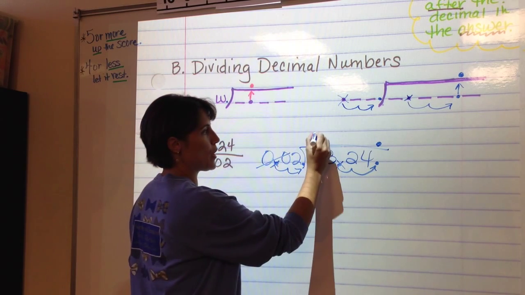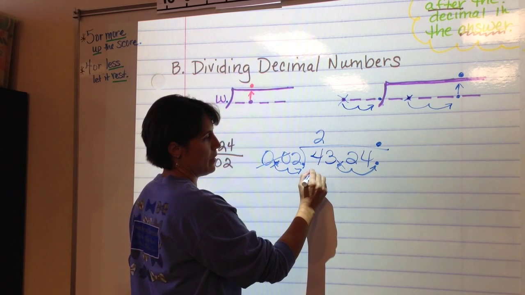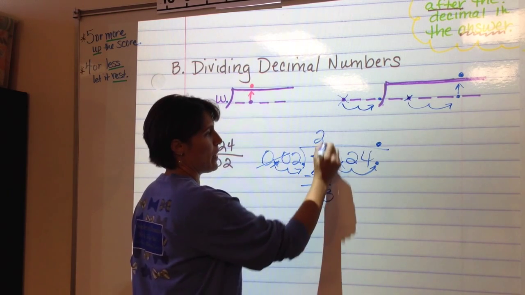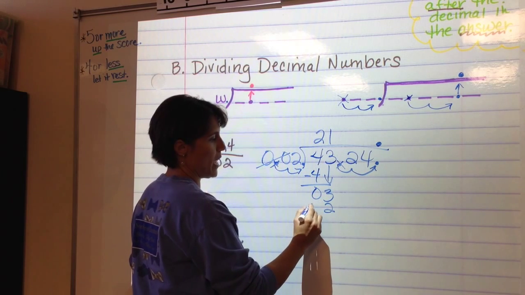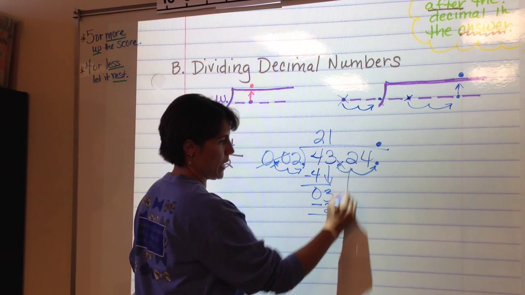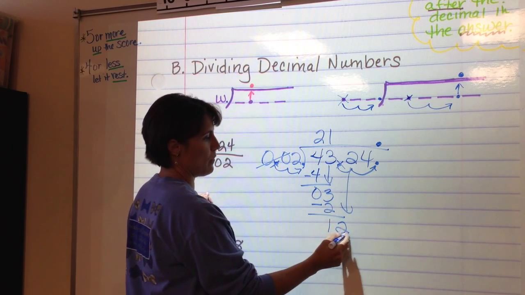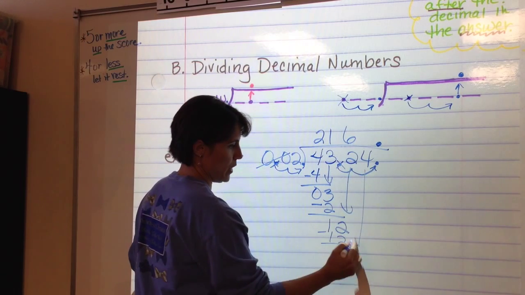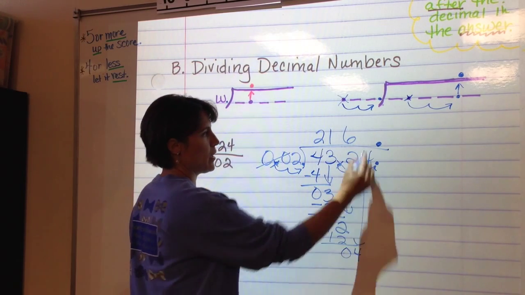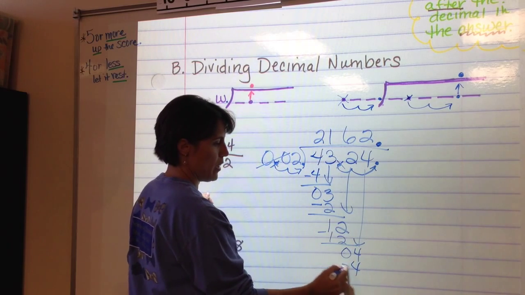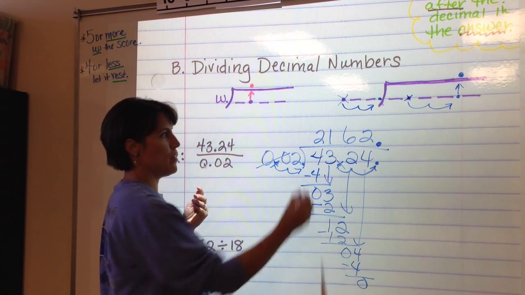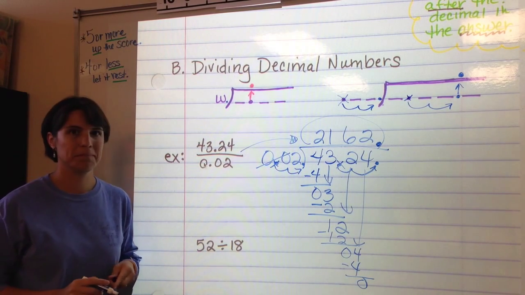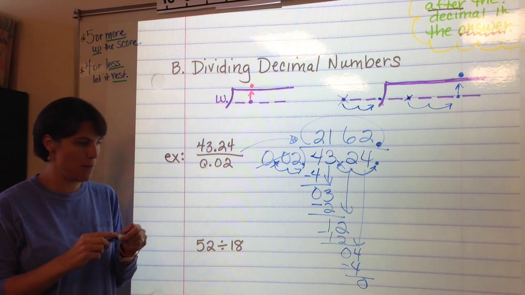All right, 2 into 4 goes 2. Divide, multiply, subtract, bring down. Divide, multiply, subtract, bring down. 2 into 12 goes 6. Divide, multiply, subtract, bring down. 2 into 4 goes twice. 2 times 2 is 4. Remainder 0. You're done. You've come to the end of the problem. That is its answer. Yeah? All right, good review.